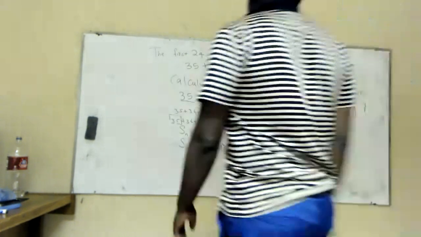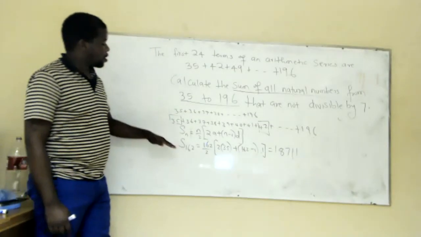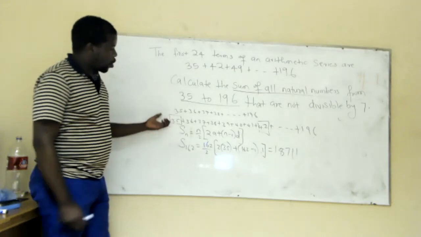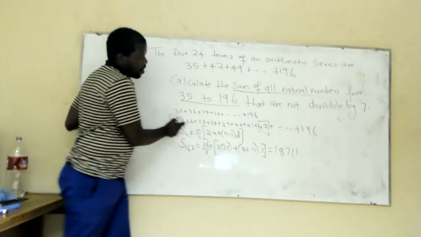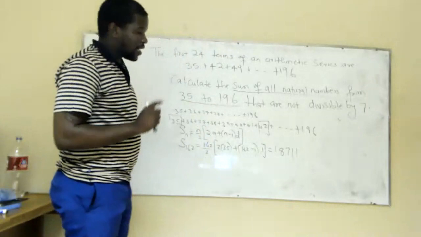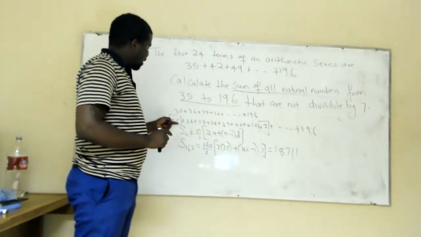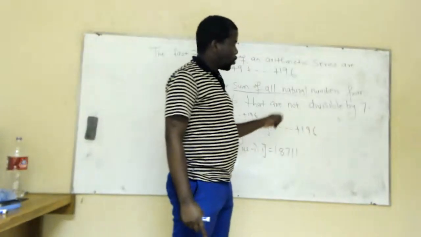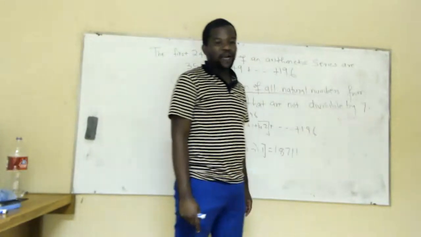Okay, now let's continue. I was saying that the answer we obtained here is the sum of all the terms from 35 up to 196. But what the question requires us to find is the sum of all terms from 35 up to 196, excluding all terms which are divisible by 7.